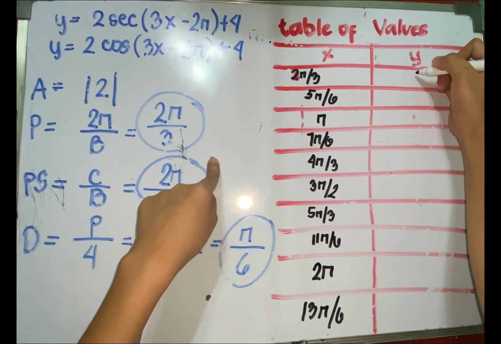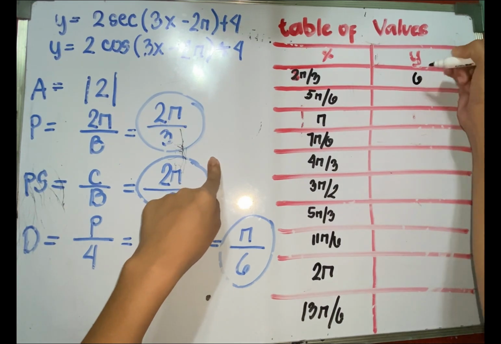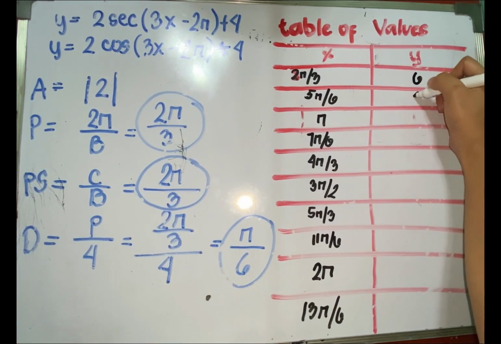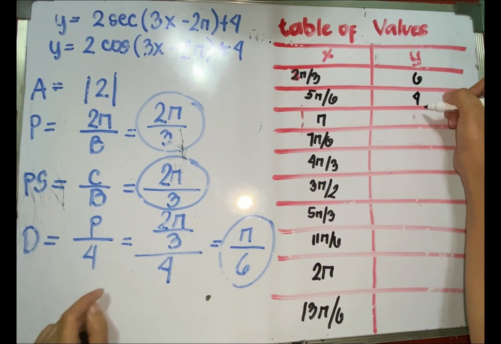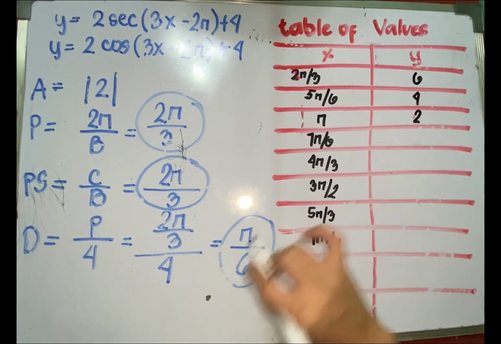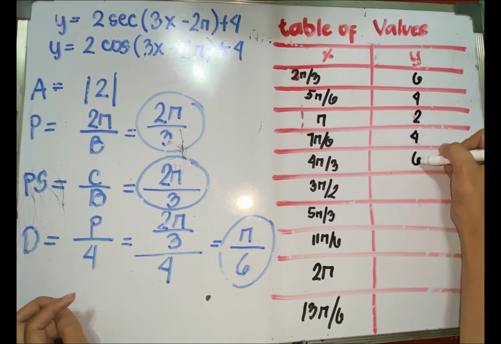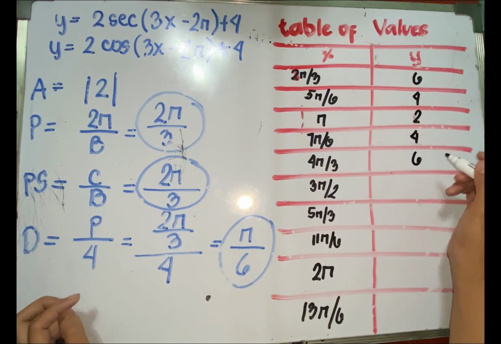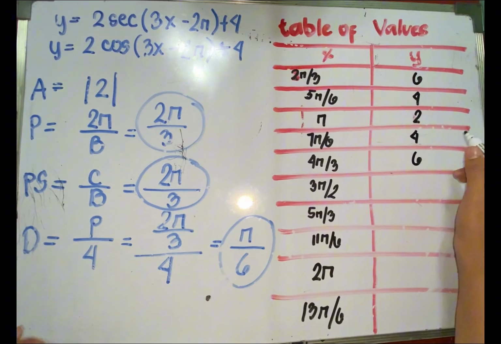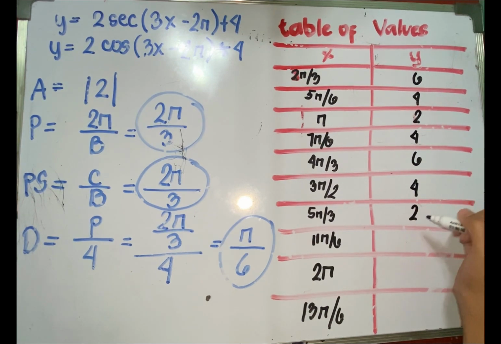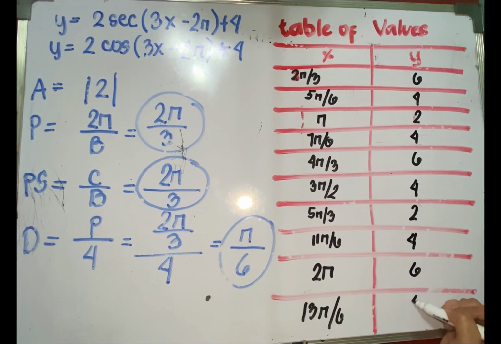Since it has a period of 4, it becomes 6, 4, 2, 4, and 6. Then 4, 2, 6, 4, 6, and 4.